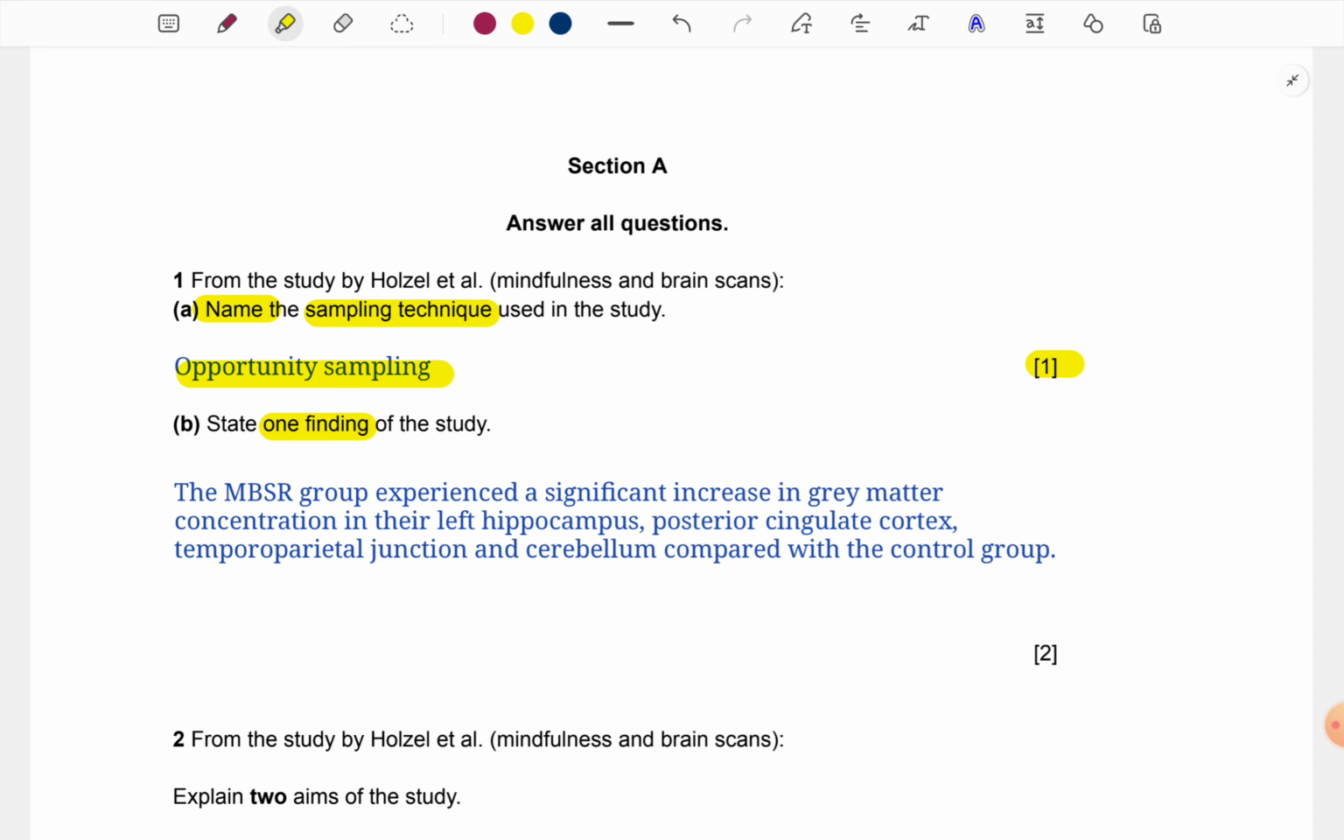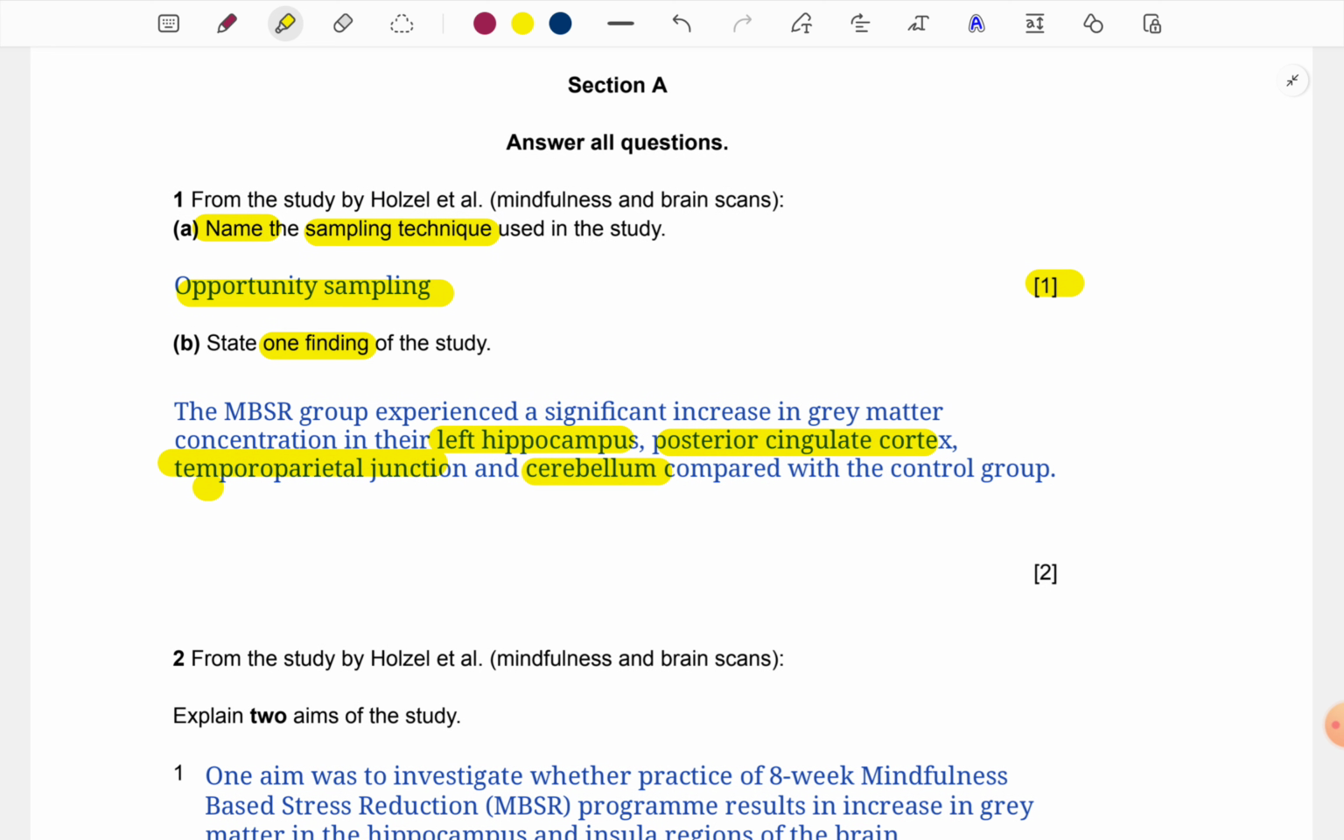If you say something vague like there was increase in grey matter in certain areas of the brain, you're not going to be scoring well. So one finding was that there was increase in left hippocampus, posterior cingulate cortex, temporoparietal junction and cerebellum in the MBSR group compared with the control group. Okay, and make sure to name all the areas when you're writing about it to score full 2 marks.